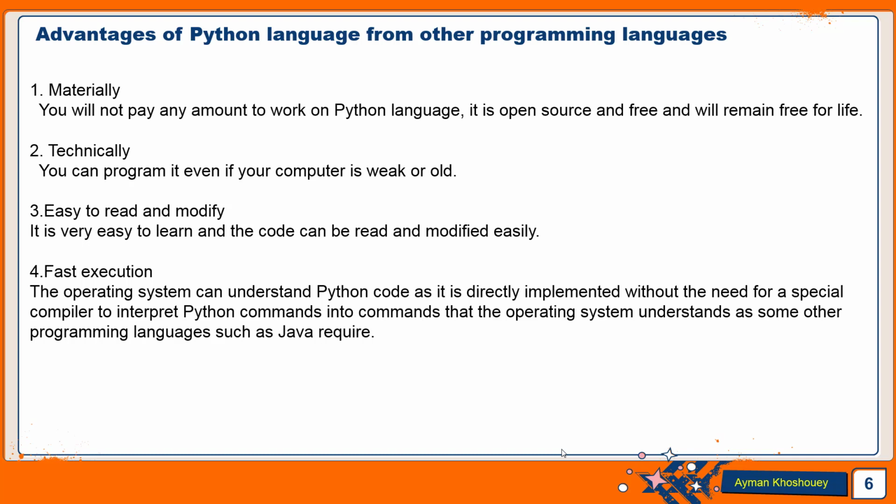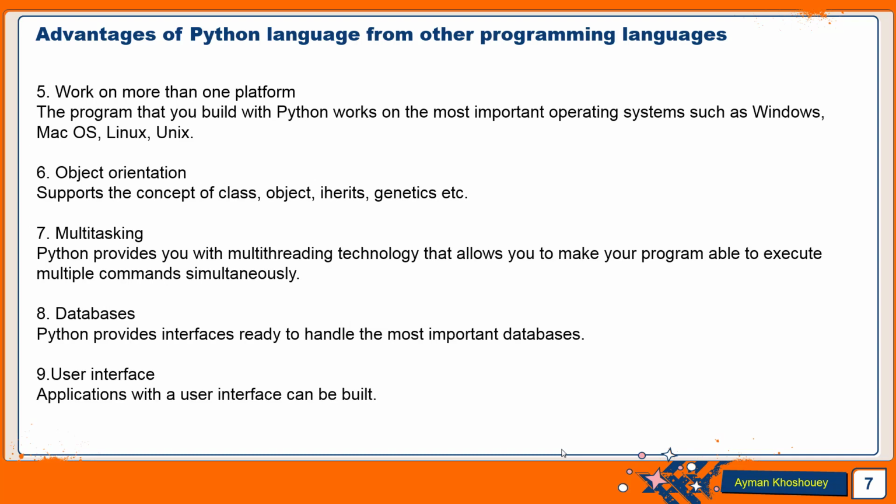Fast execution. The operating system can understand Python code as it is directly implemented, without the need for a special compiler or interpreter to translate Python commands into commands that the operating system understands, as some other programming languages such as Java require. Work on more than one platform. The program that you build with Python works on the most important operating systems such as Windows, Macintosh, Linux, or Unix.